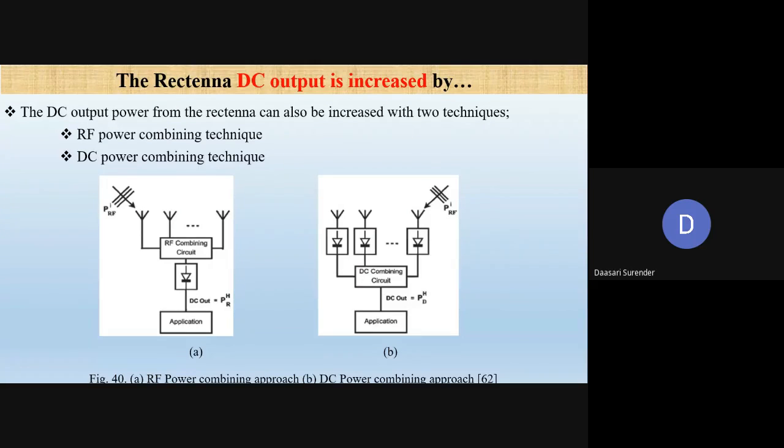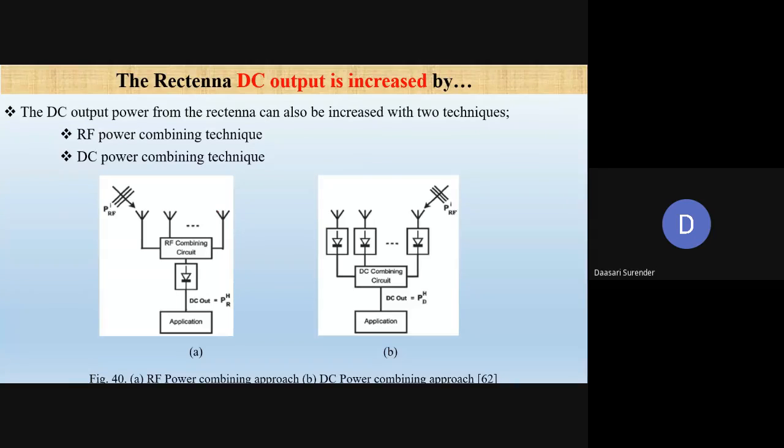In the RF power combining technique, first we harvest the signals from multiple sources. All these signals are joined by using an RF combining circuit. That signal is passed through a single rectifying circuit. And in the second case, we are harvesting signals from multiple sources, and each signal is passed to an individual rectifying circuit. The output from the individual rectifiers is joined by using a DC combining circuit.